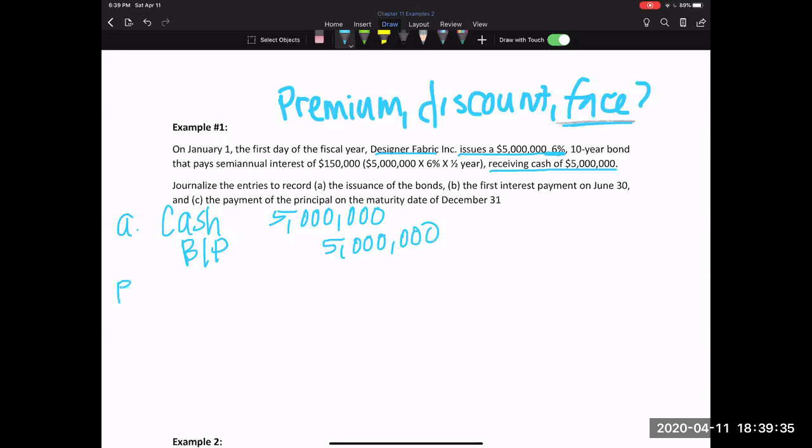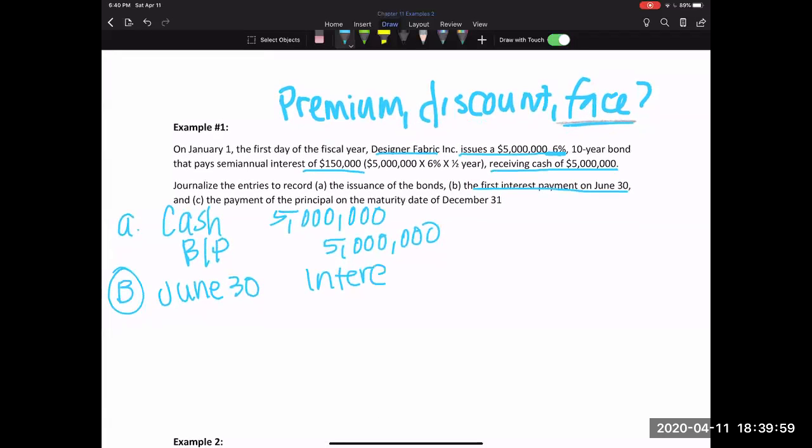Now B asks us to journalize the first interest payment on June 30th. So we should follow the rules of journal entries. So on June 30th, my journal entry to recognize the first interest payment, which is the $150,000, is going to be a debit to interest expense. And as I mentioned before, that's going to be $150,000. And then your credit is going to be to cash, because that is what I'm promising my investors. That is part of the agreement.